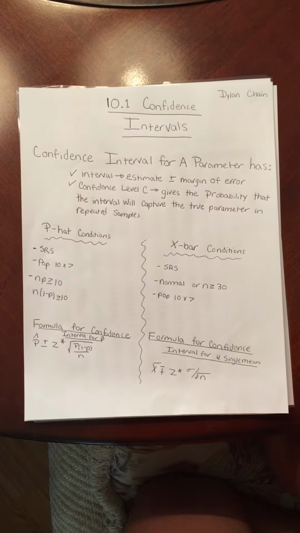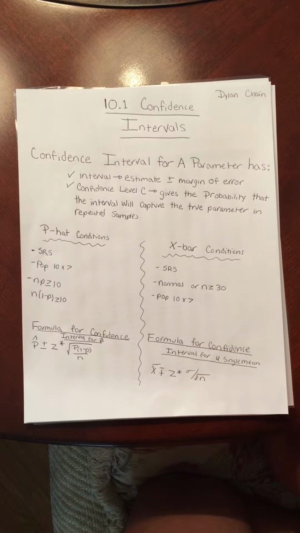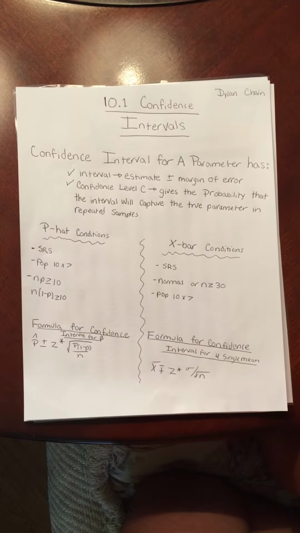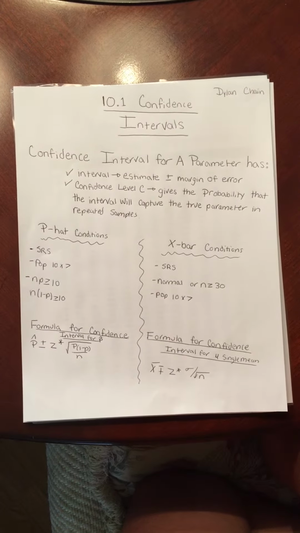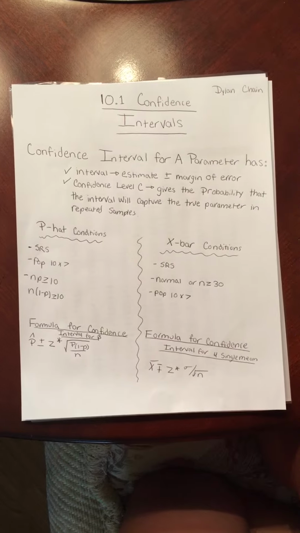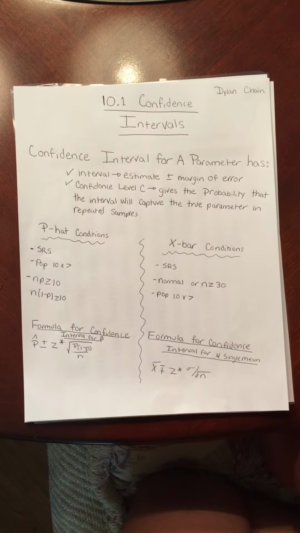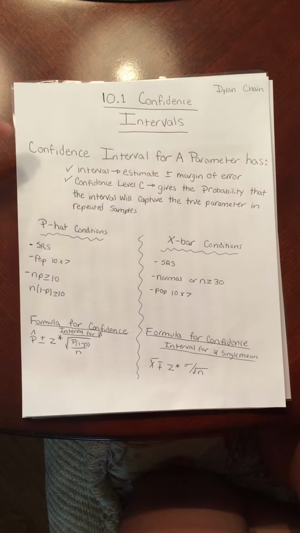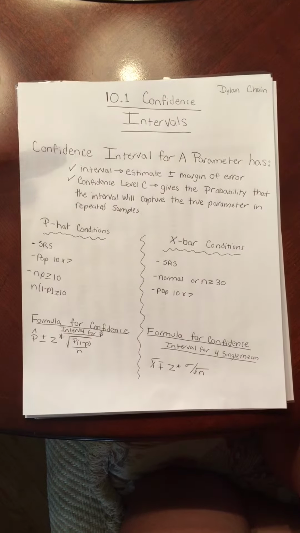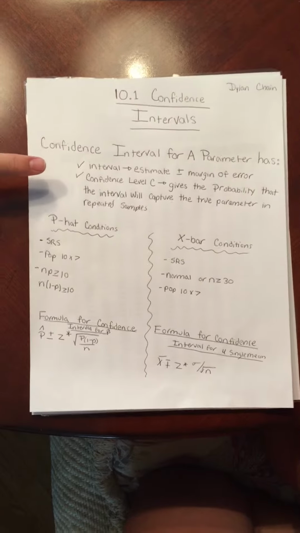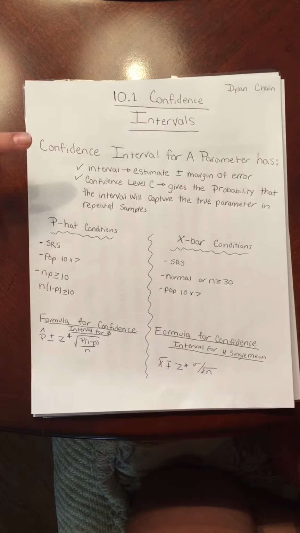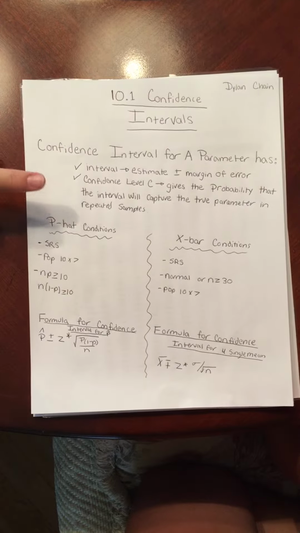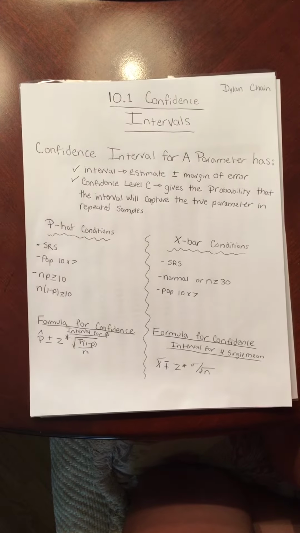As we learned in chapter 9, because of sampling variability, the statistic calculated from a sample is rarely equal to the true parameter of interest. Therefore, when we are trying to estimate a parameter, we must go beyond our statistic value to construct a reasonable range that captures the true parameter value. A confidence interval for a parameter has an interval, which is the estimate plus or minus the margin of error, and a confidence level C, which gives the probability that the interval will capture the true parameter in repeated samples.